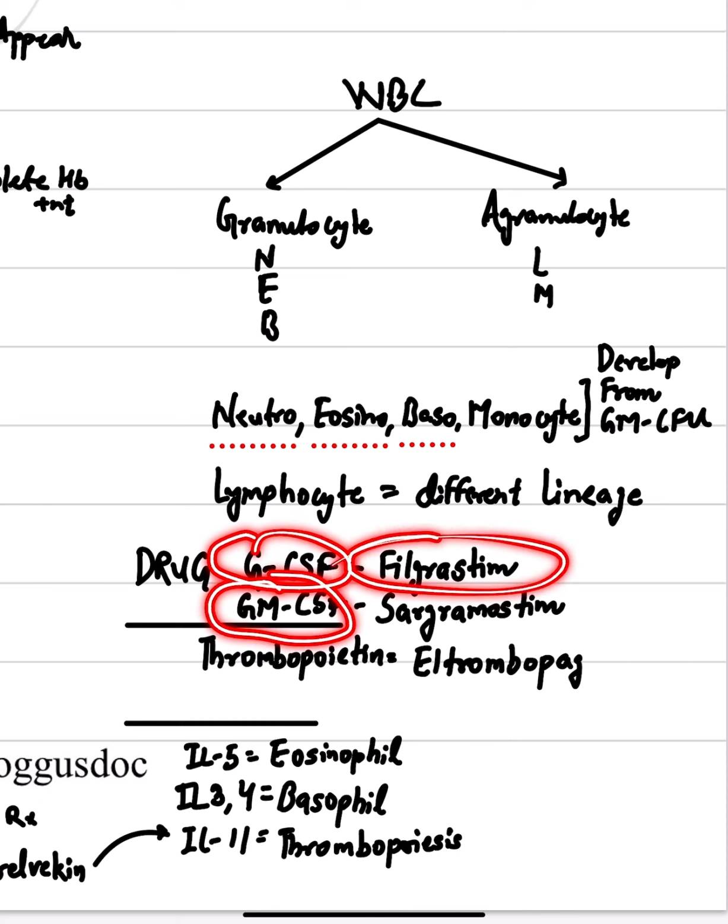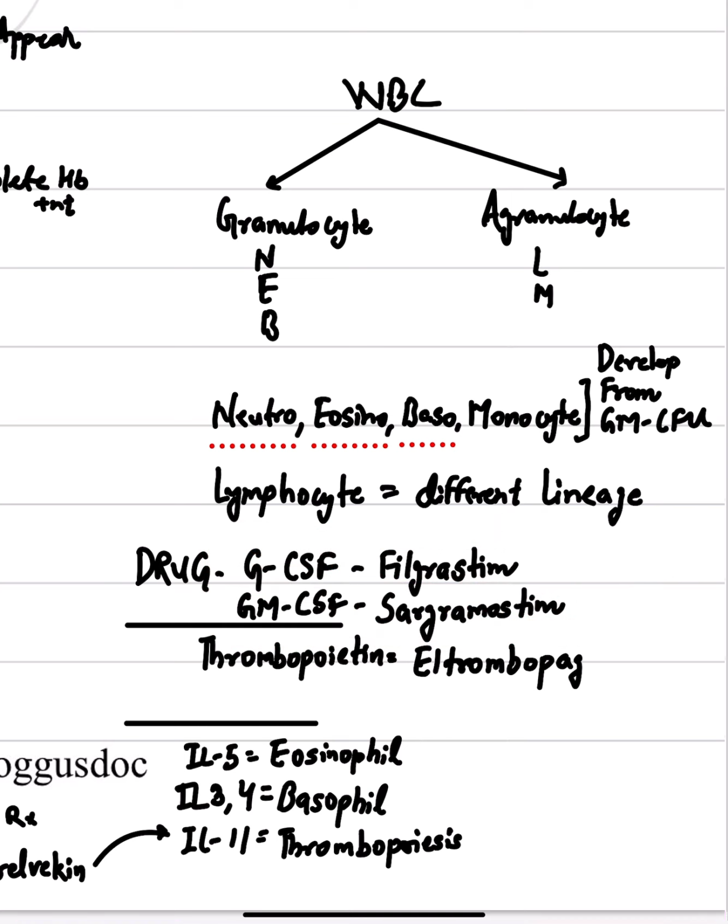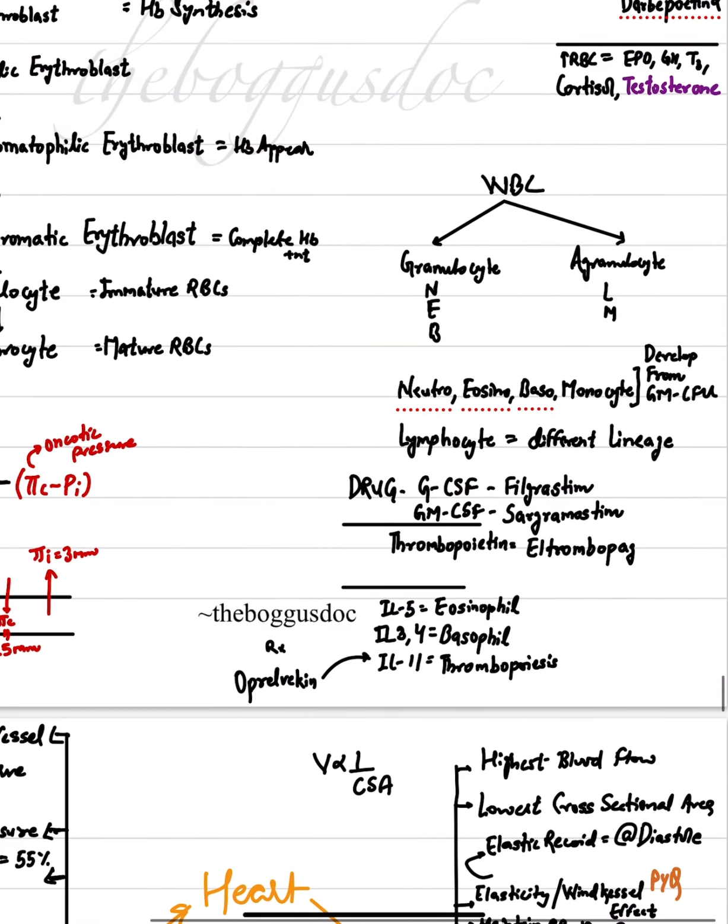The drug for G-CSF is filgrastim, and for GM-CSF it is sargramostim. More M, more M. Sargramostim for GM. I never suggest these types of tricks, but you have to remember it. For thrombopoietin, the drug is eltrombopag.